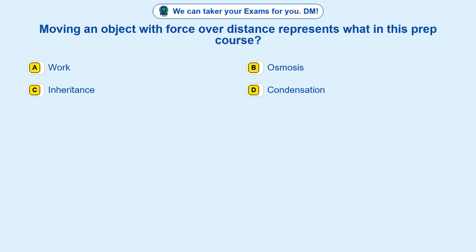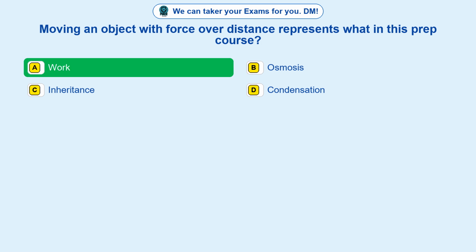Question 59. Moving an object with force over distance represents what in this prep course? Option A, work. Option B, osmosis. Option C, inheritance. Option D, condensation. The correct answer is option A, work.